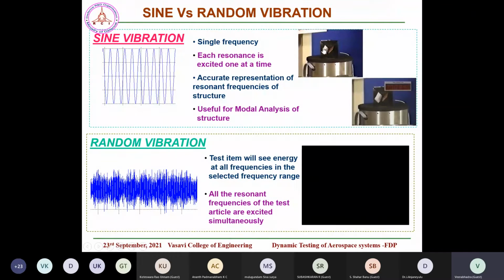Now, to demonstrate the difference between random and sine: what is random? Random means you have all frequencies excited at the same time. That means if you take a band of 20 to 2000 hertz, all frequencies with some resolution are present at any instant of time. So random is more dangerous compared to sine.